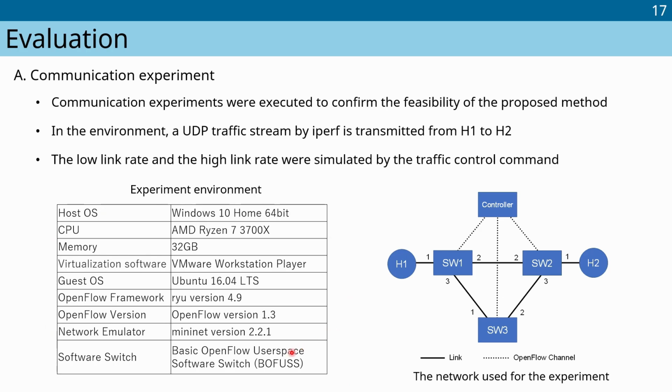This table shows the experiment environment. The experiments used the OpenFlow controller Ryu on the network emulator Mininet. The OpenFlow version is 1.3, which supports meter tables. In this topology, a UDP traffic stream is transmitted from H1 to H2 by iPerf.